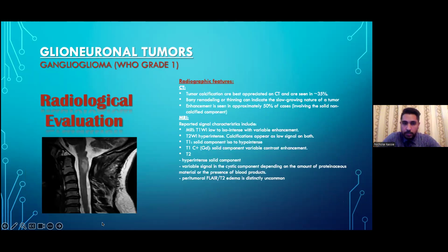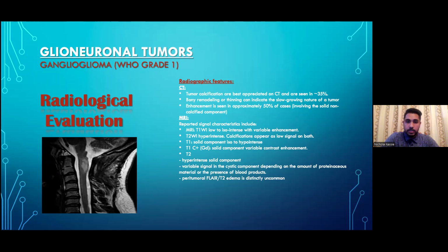Some more details regarding CT: tumor calcifications are best appreciated on CT and are seen in approximately 35% of cases. You may find bony remodeling or thinning, an indication of the slow-growing nature of the tumor. Enhancement is seen in approximately 50% of cases, involving the solid, non-calcified components.